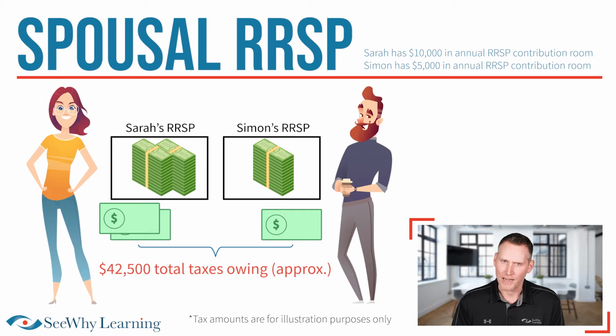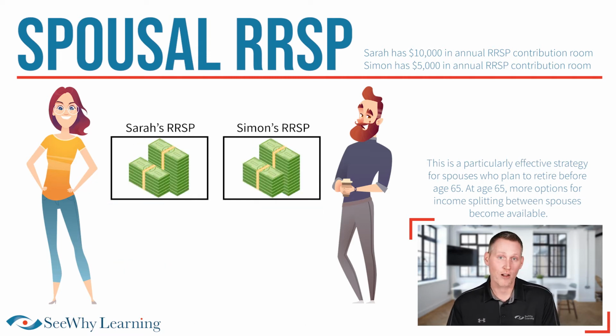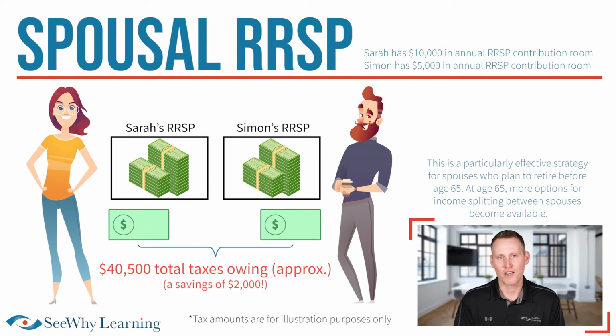From a tax perspective, it would be much better if they structured their contributions in such a way that they'd have more or less equal RRSP balances in retirement and were able to withdraw equal amounts in retirement. A spousal RRSP can help them achieve that. So with all this in mind, let's circle back and tackle the question.